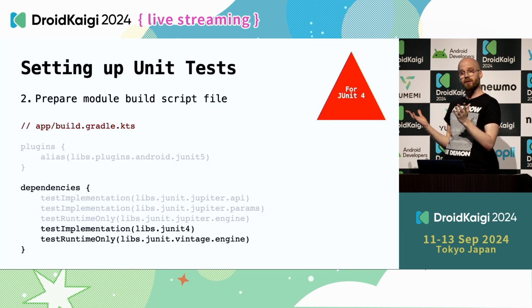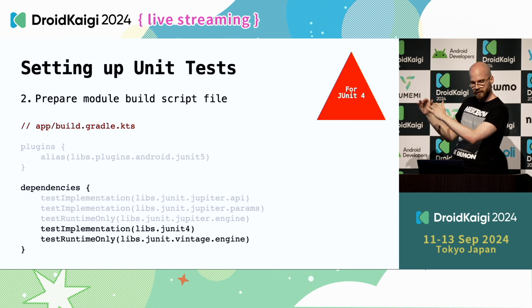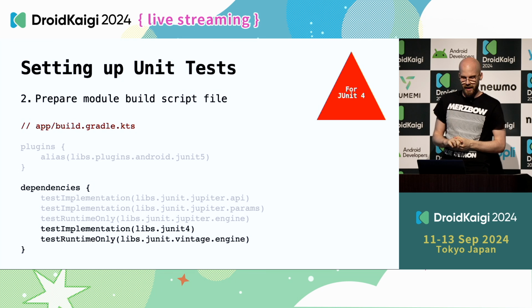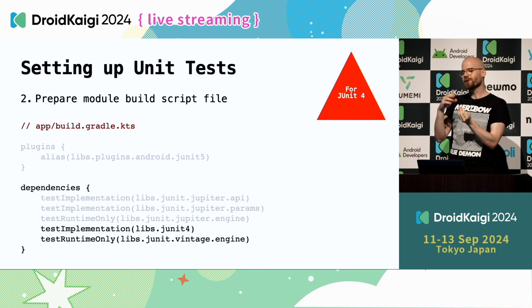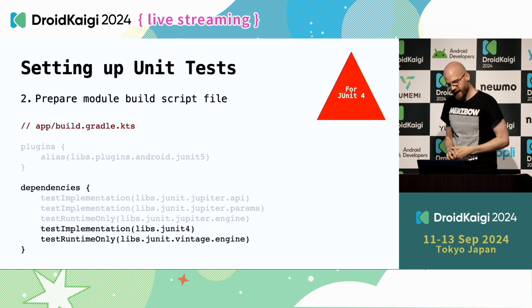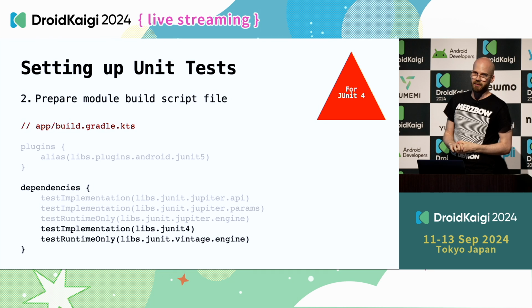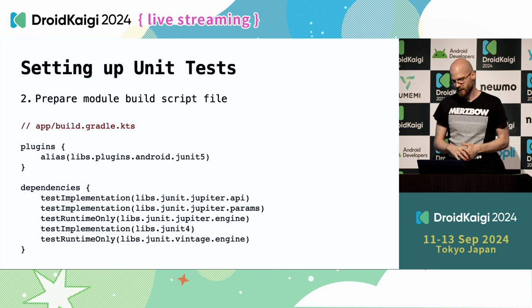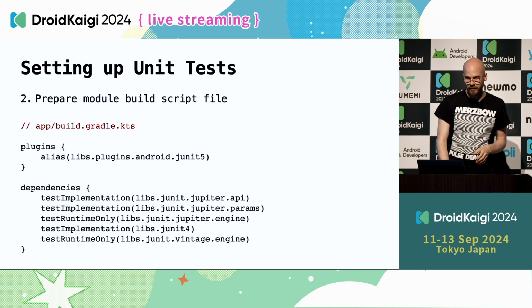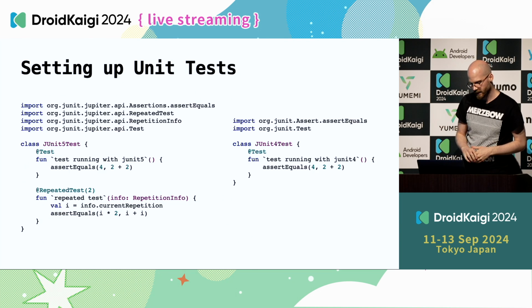And then, of course, if you have JUnit 4, you have the JUnit 4 dependency, and you add the vintage engine. The vintage engine is the glue between your old tests and the platform. You see how this works? It's the connector. And again, it's a runtime-only dependency. With that, we're good to go for unit tests. I'll show you a couple of examples now.